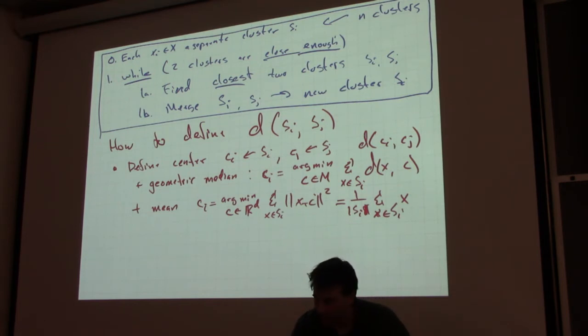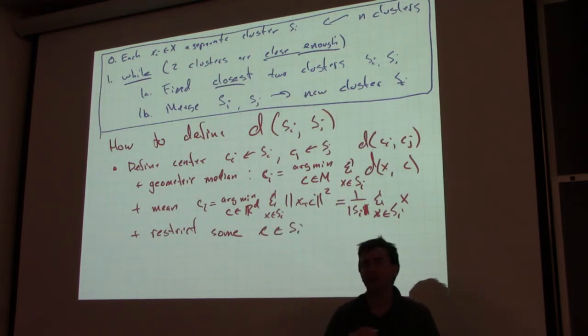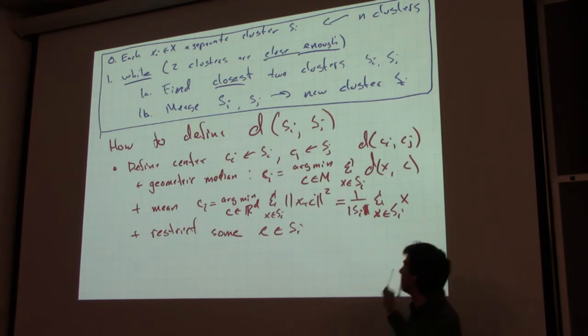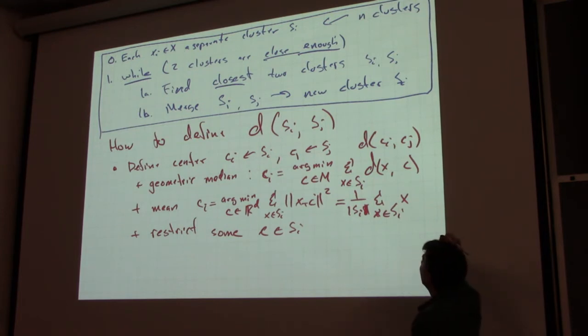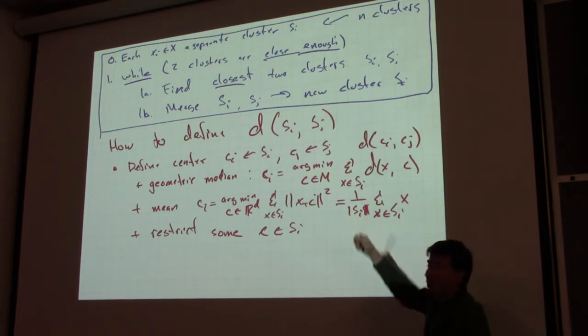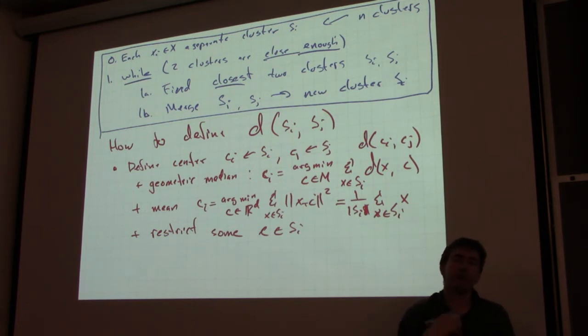You can also restrict to some C that's a subset of S_i. You can do either of these variants, and then for either variant, I can just test all of them and see which one minimizes some distance. Either the sum of the distances, or the sum of the squared distances, or the maximum of all. I want to minimize the maximum distance. That's also a common thing.